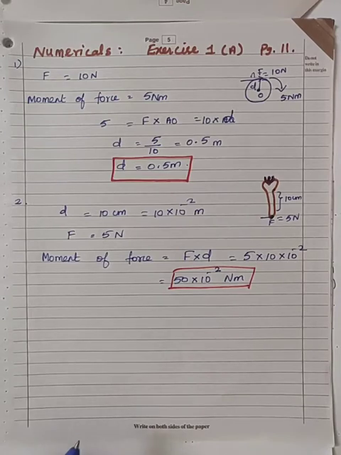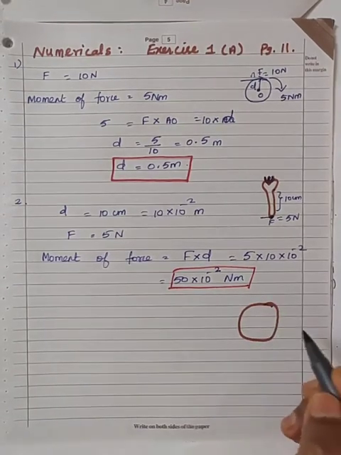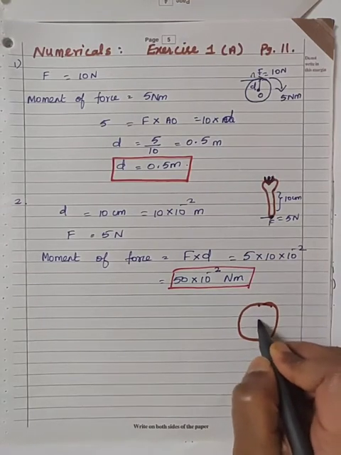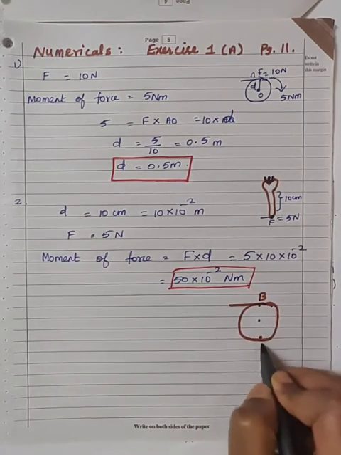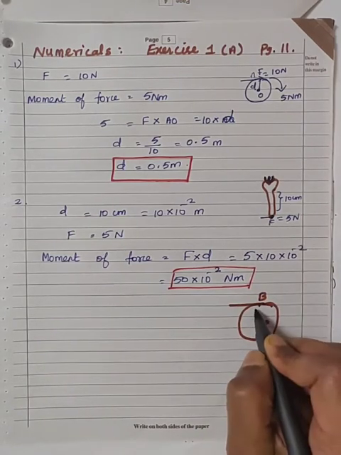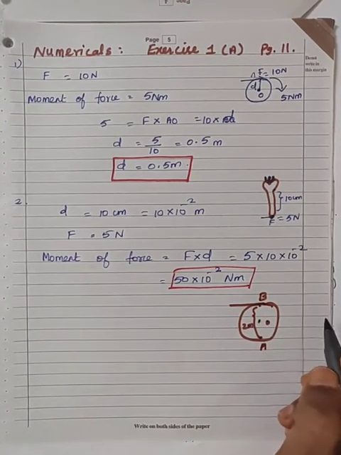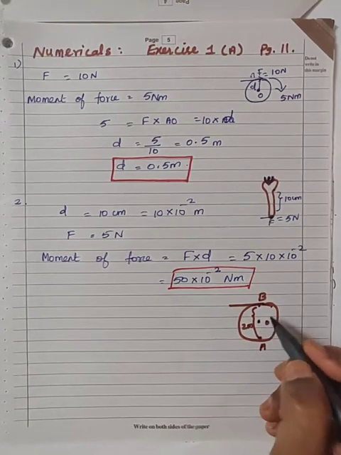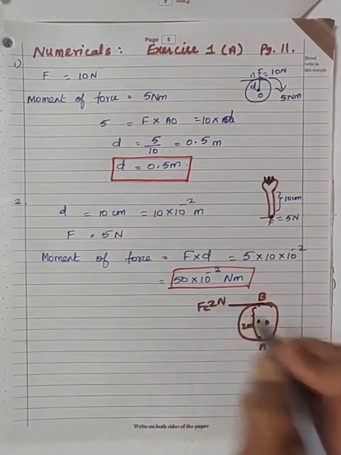Next one, third question. The diagram is given. First we give the diagram. That is a wheel of diameter 2 meters. So the diameter of the wheel is given as 2 meter. B, A, O. This distance, that is the diameter, is given as 2 meter. And with an axle at O, that is, it is pivoted at the point O. And the force F of magnitude 2 Newton is acting at the point B.